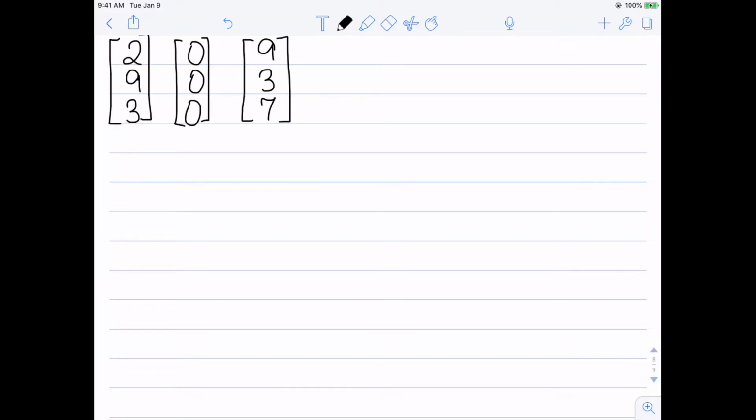Here I have three vectors, and once again, I want to see if they're linearly dependent. And this time, I can see that I have the 0 vector. And any set of vectors that contains the 0 vector is going to be linearly dependent.